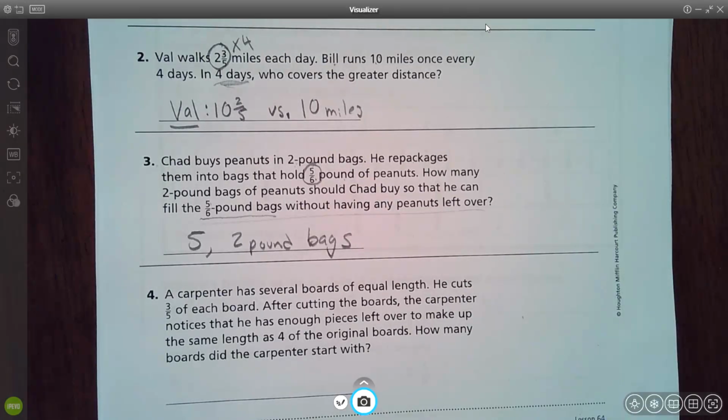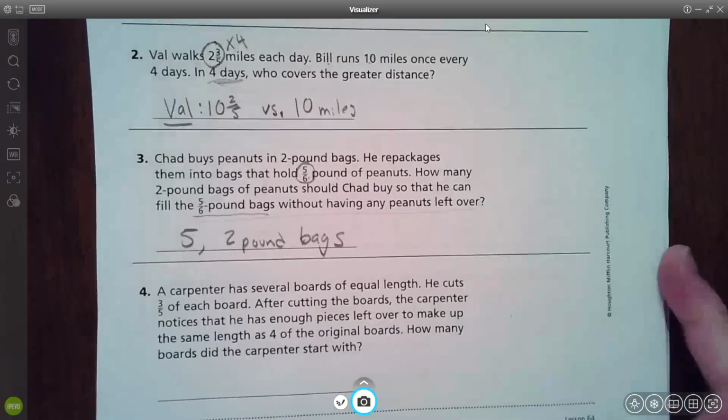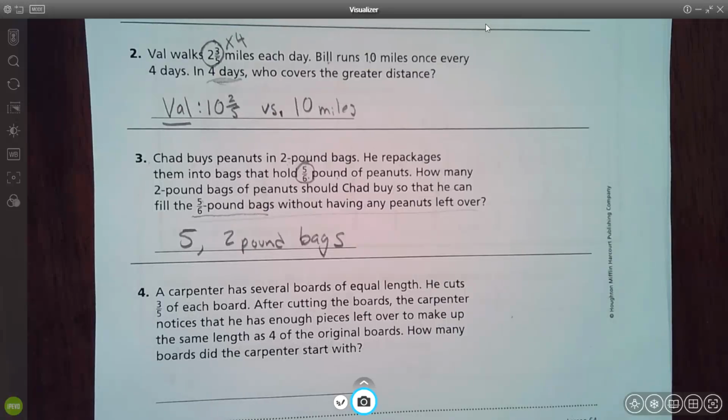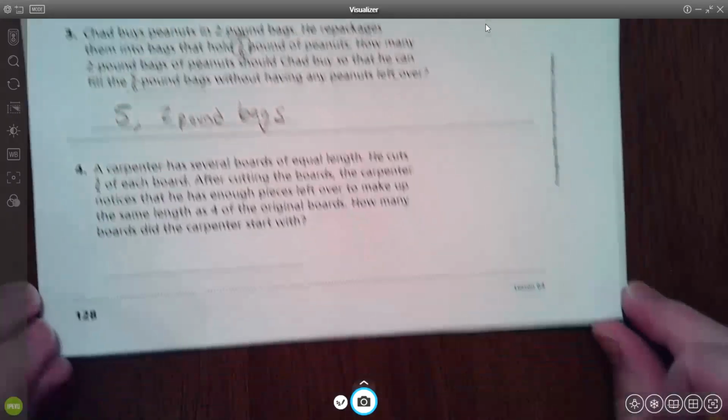Diabolical, I tell you. If I was teaching this in the classroom, we would spend a lot of time on the next couple pages, and then maybe we would throw one of these in for a challenge at the end to see if we could work on it together. I definitely wouldn't just hand these out and say go for it. Okay, so the last one.